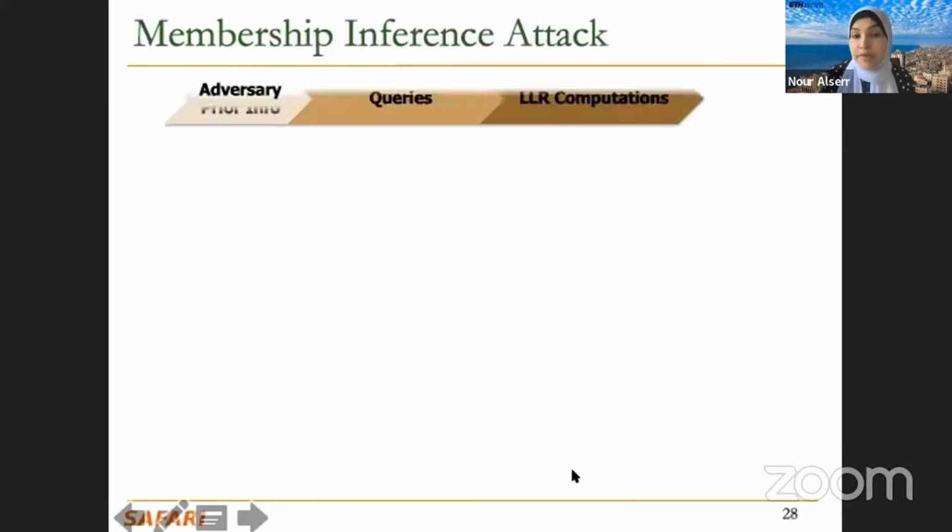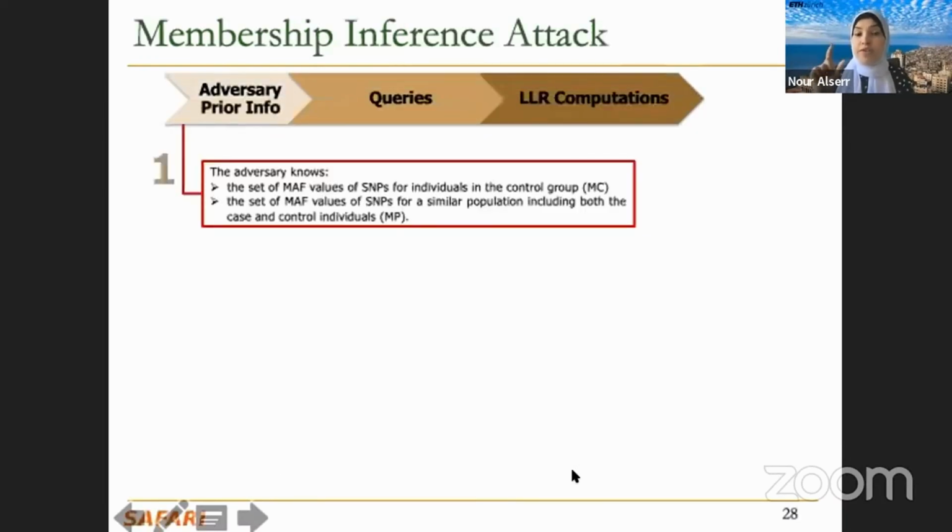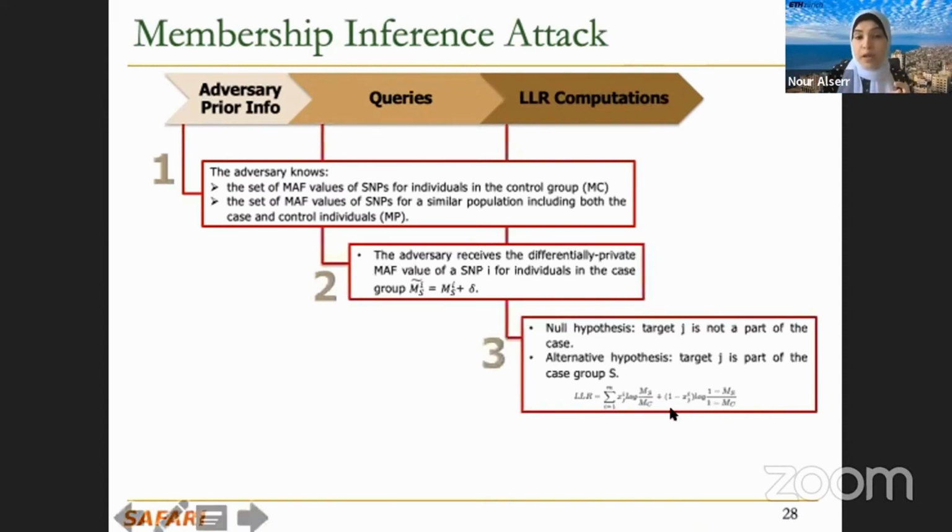Now, how can we do it in more detail? Again, the adversary here could know the MAF for the control. It can be released with the dataset. Also, he could know the MAF for the whole population, the whole city here or so. He will query the MAF for the dataset, including both cases and controls, right? Because he knows the controls, he can apply the log likelihood ratio. And from using that test, he could know whether the target is part of the cases or not.